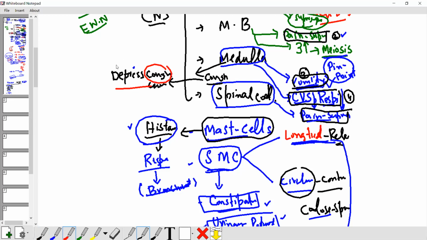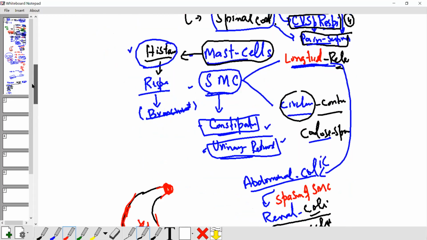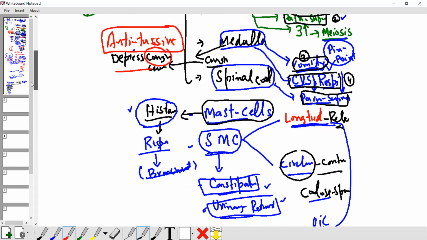Any drug working against cough is known as antitussive. Antitussive means against cough. Antiemetic means against vomiting. So these drugs also work against cough. Okay, now come back here. Is this clear? So in the medulla we have three effects: one, vomiting; another, suppression of the cough center; and another, the respiratory and CVS systems are also suppressed.